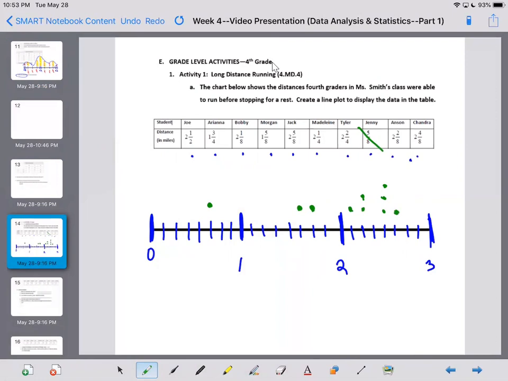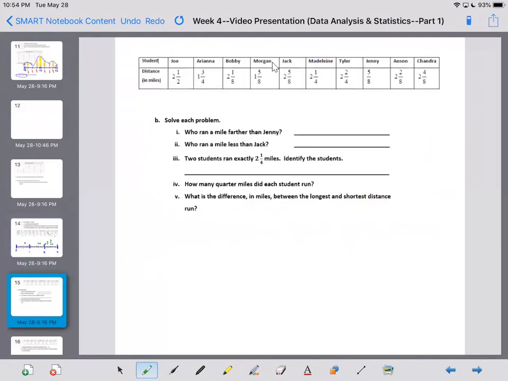So there's 3, 4, 5, 6, 7, 8, 9, 10. And we had 1, 2, 3, 4, 5, 6, 7, 8, 9, 10. So we should see 10 on our graph. And this would be your line plot. And then we can just answer questions accordingly. So we're kind of jumping back and forth here. So who ran a mile farther than Jenny?